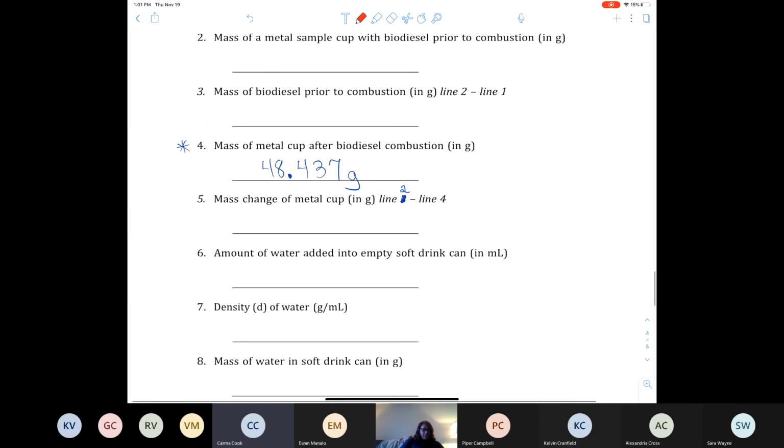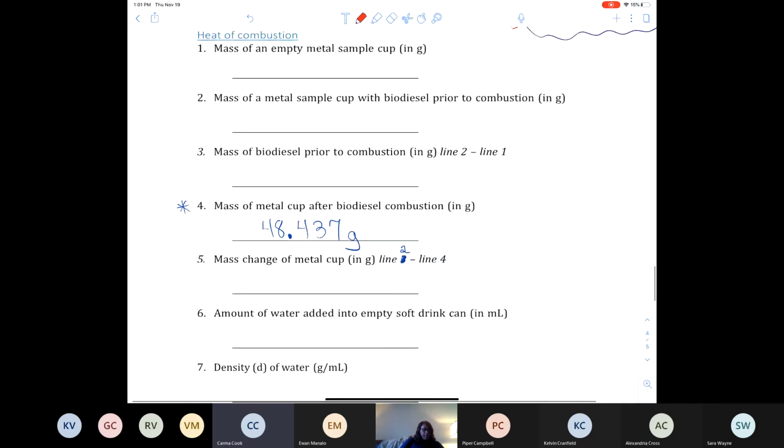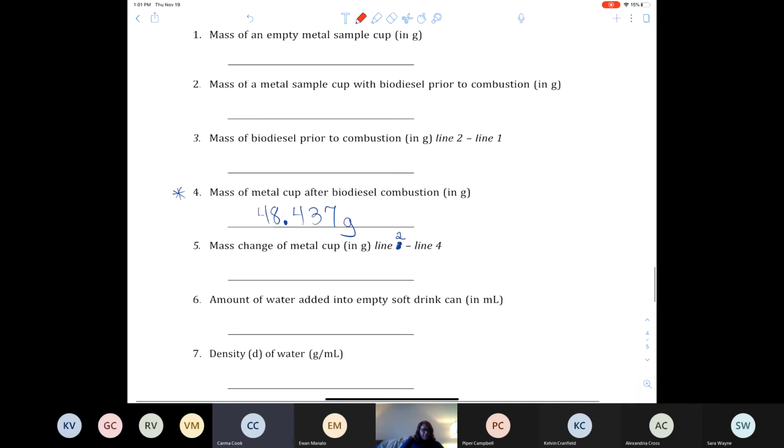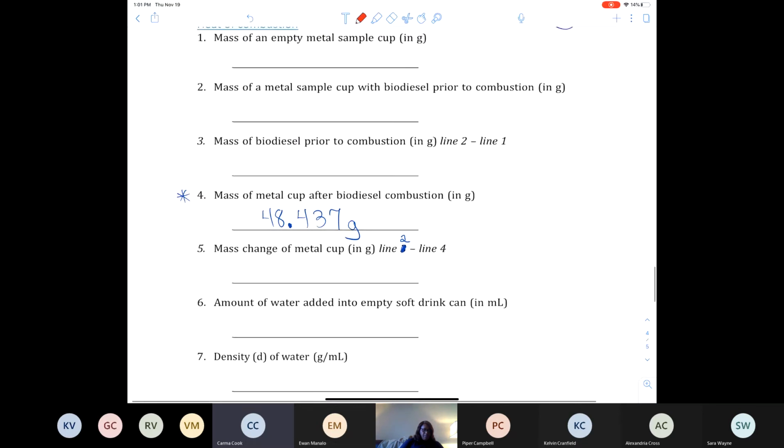And then to get the change in mass of the metal cup, the change in mass between before combustion and after combustion, you take line 2 and you subtract from it line 1, and that'll give you your mass change of the metal cup, and this will give you the mass of biodiesel combusted. And that's going to be the mass that you use to calculate delta H.